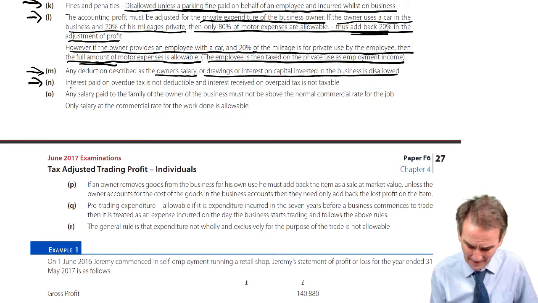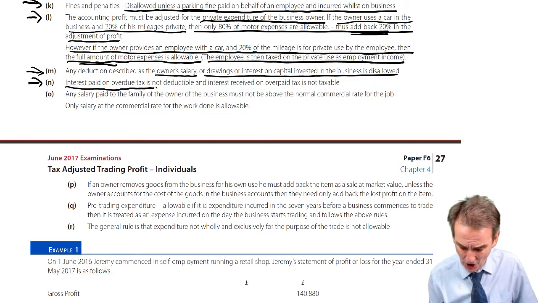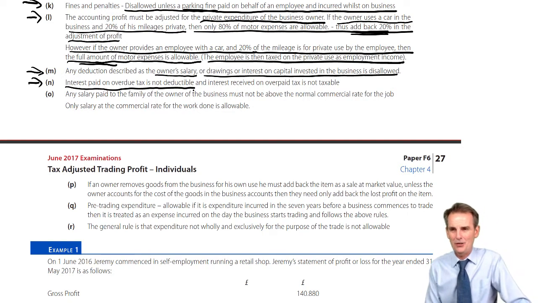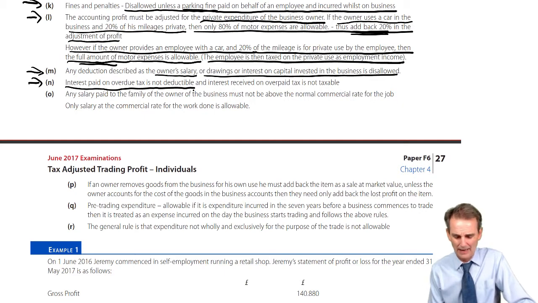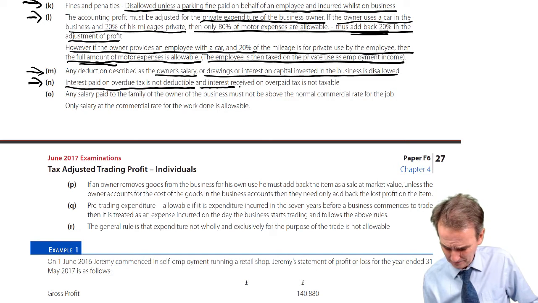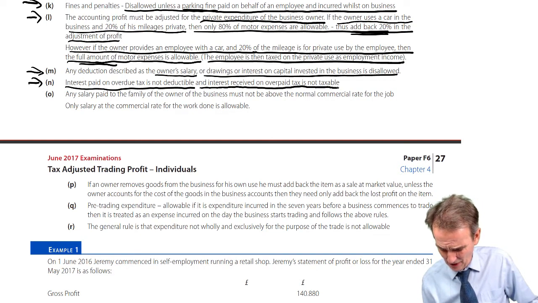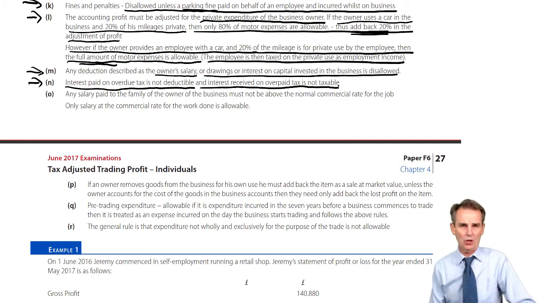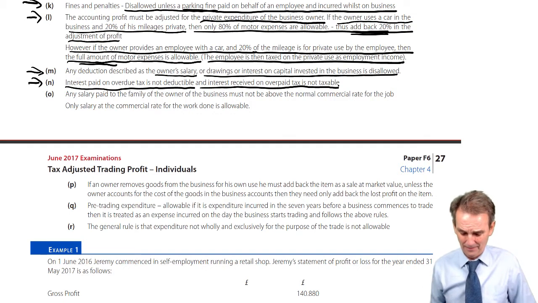Next one, interest paid on overdue tax is not deductible. If you were late paying your tax and you then have to pay interest for the period for which it was overdue, don't expect to get tax relief there. Interest paid on overdue tax is not deductible, and interest received on overpaid tax is not taxable. Both of those are outside the scope of the taxation system.